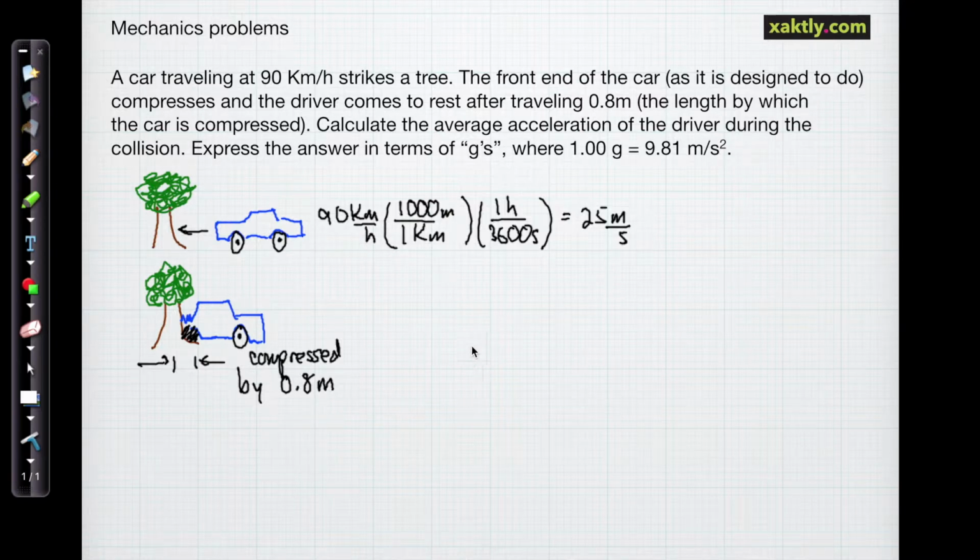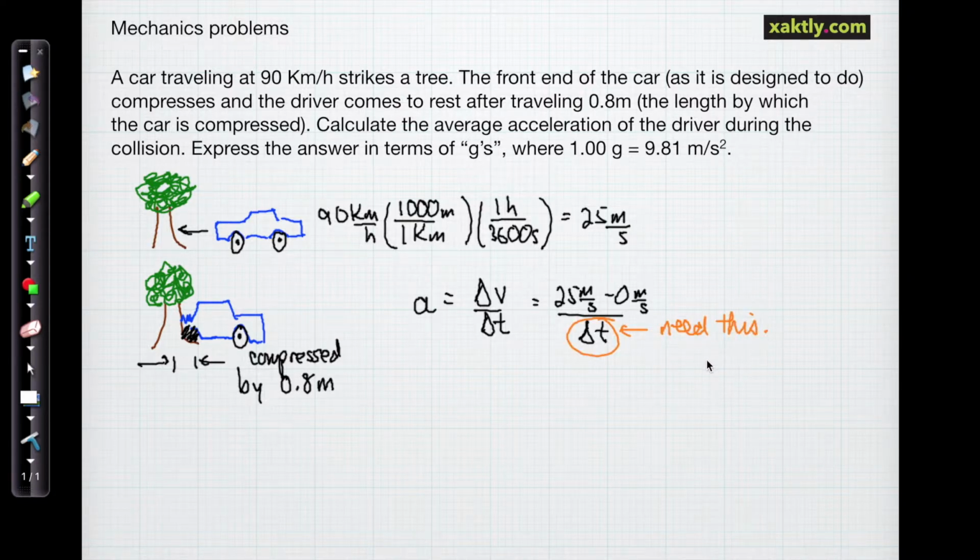Now we want to calculate the acceleration, and so acceleration is delta v over delta t, which is the final velocity minus the initial velocity over the time interval. The initial velocity is 25 meters per second. The final velocity will be 0 because we'll have stopped, and the delta t is something that we don't know, so we're going to need to calculate that.